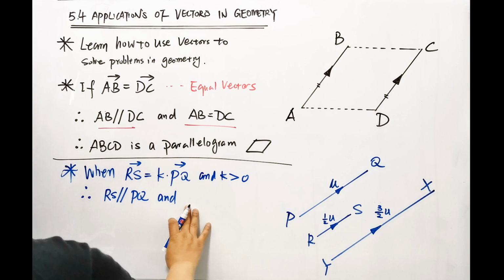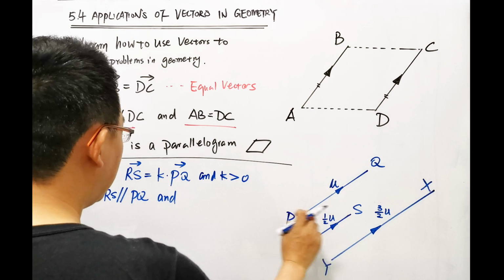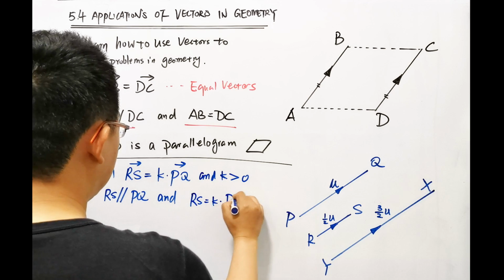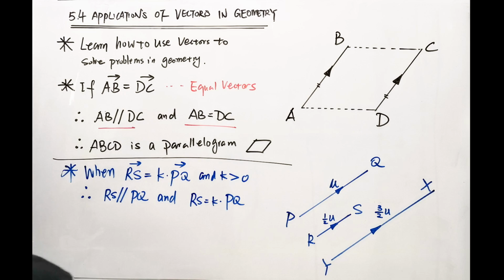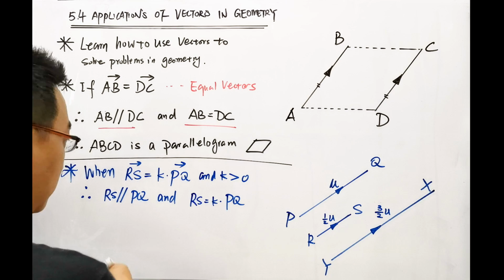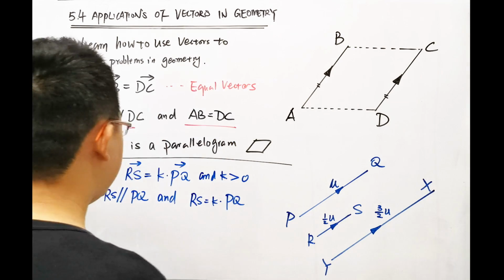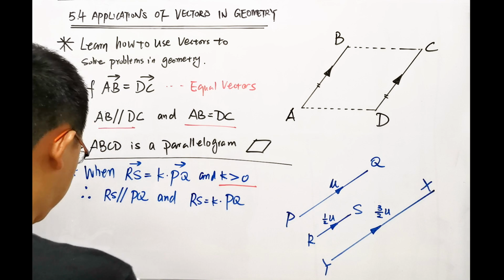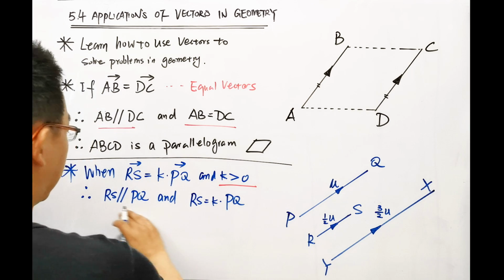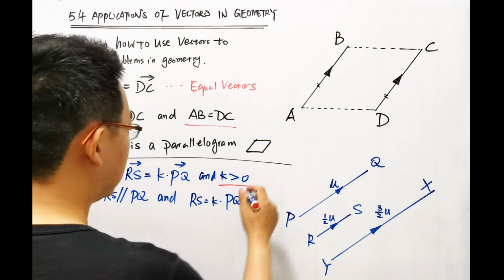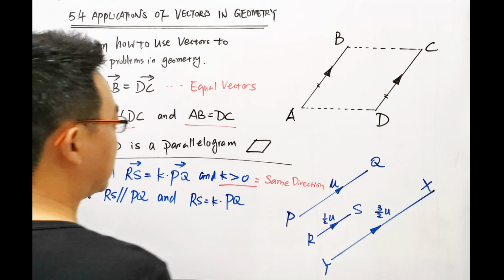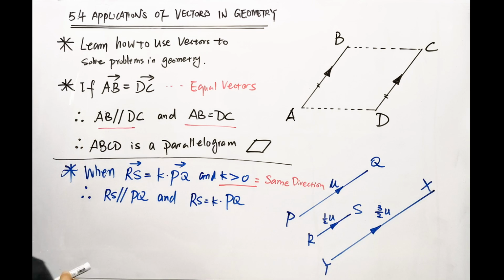Not only that, in terms of length, the magnitude of RS equals k times the magnitude of PQ. And because k is greater than 0, we can also say that they are in the same direction. Okay, so let's look at the next one.